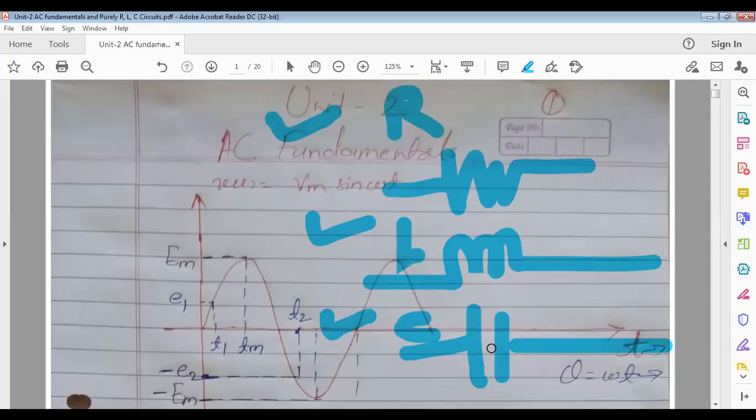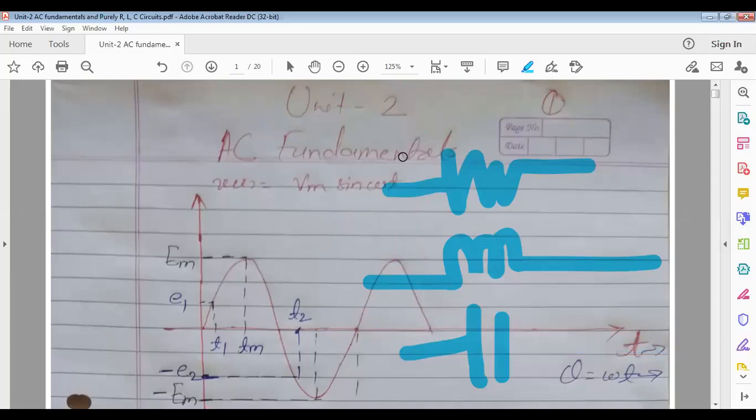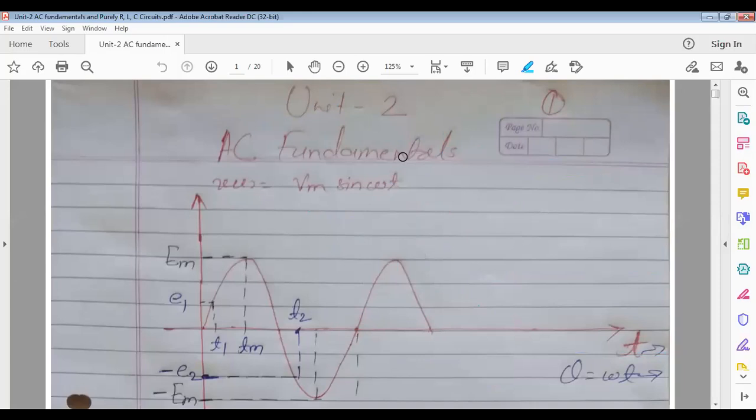What is the instantaneous power equation? What is active, reactive, and apparent power? And once we derive all these relations and formulas, then we are going to simplify the series RL, series RC, and series RLC circuit. Okay. So single phase AC circuit, unit 2. Now here, first of all, AC fundamentals we'll see.